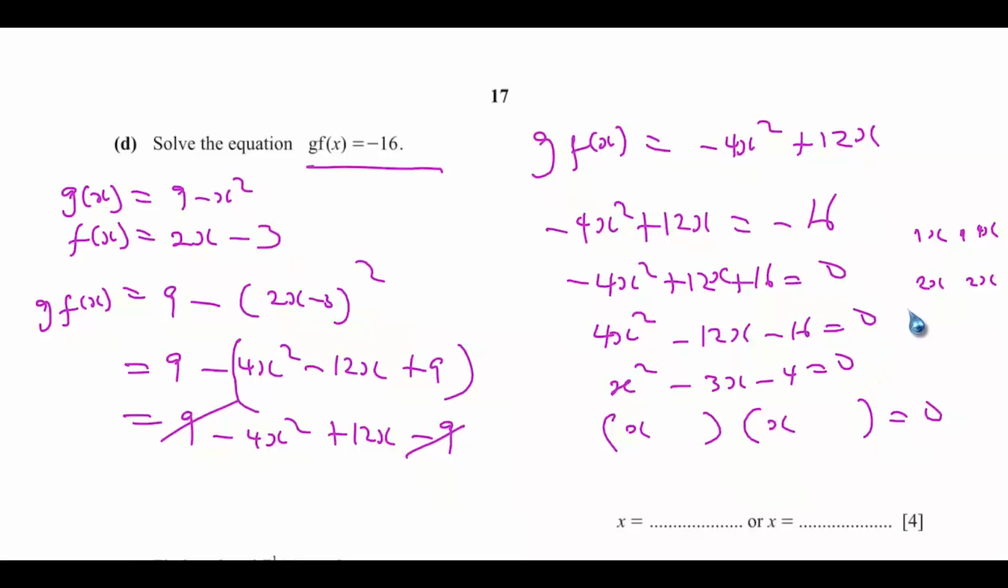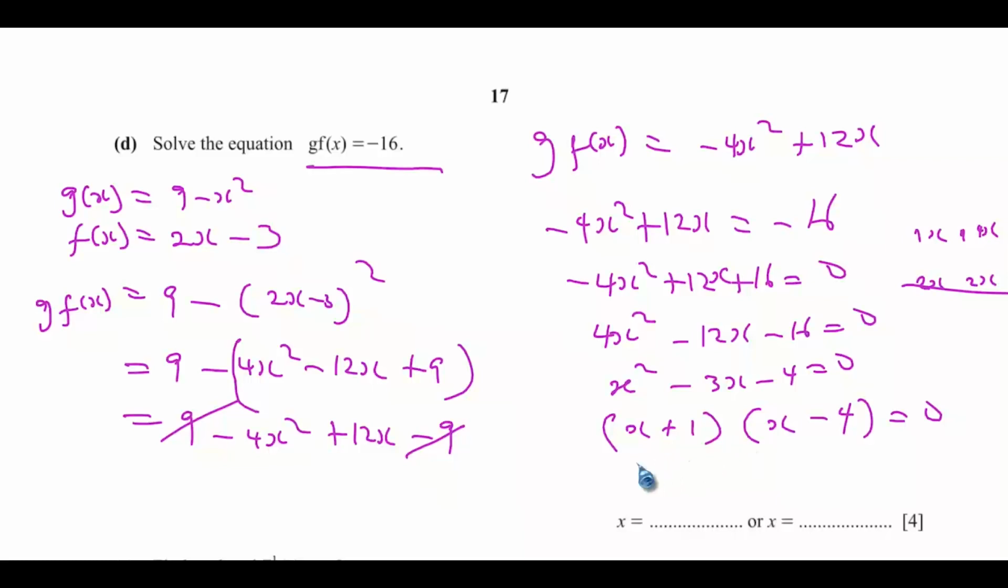So this is one pair, 1 and 4. How can we arrange 1 and 4 to get minus 3x? That will be positive 1x and negative 4x. For 2x and 2x, that is impossible, so we cannot use this. So we need to get negative 3x. So this will be plus 1 here, and this will be minus 4 here, because that is how we can get minus 3. And if you say positive 1 times negative 4, you get negative 4. So this is the shortcut to this.